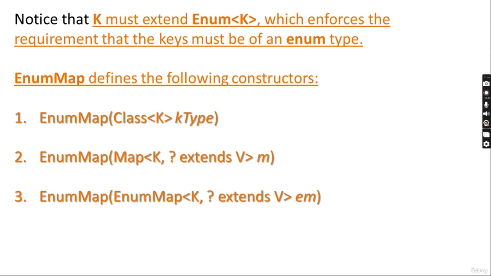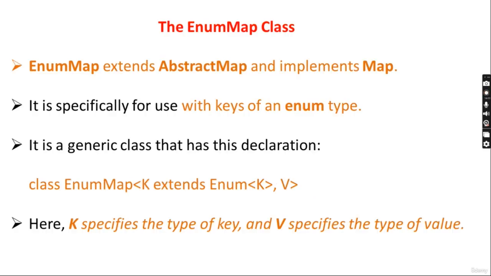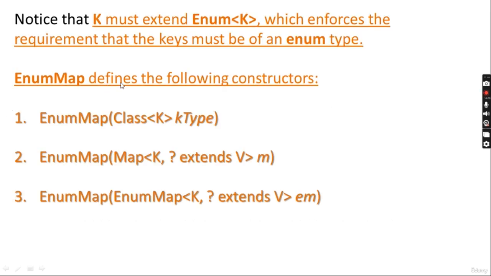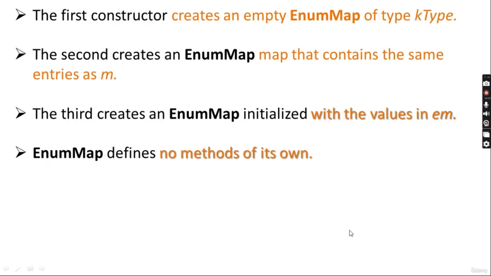Okay. EnumMap<K extends Enum<K>, V>. K must extend Enum<K>. Here, in this case, it is a generic class reference and it enforces the requirement that keys must be of enum type. Okay. All other types of keys are not allowed. And there are three constructors here. First is class K type, second is map object, third is EnumMap object.